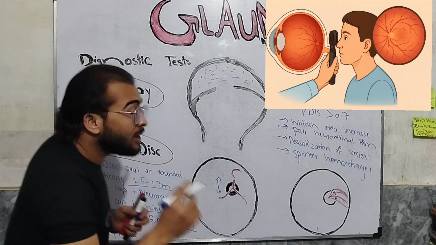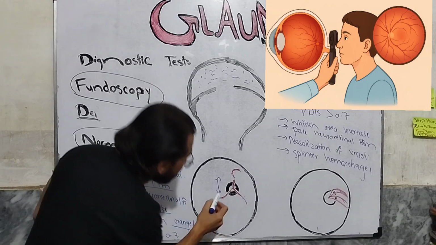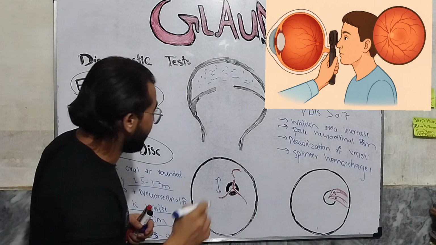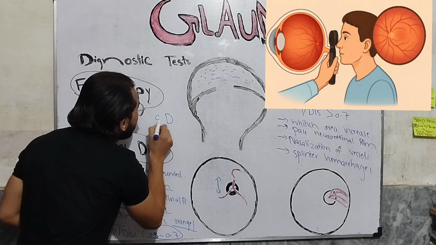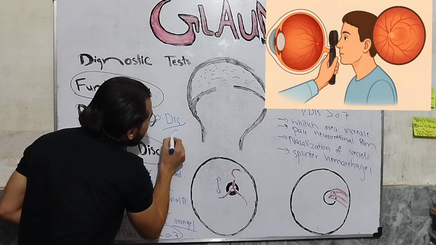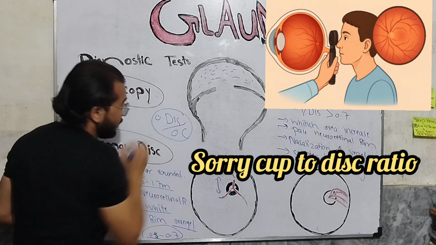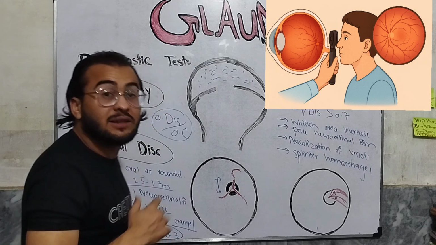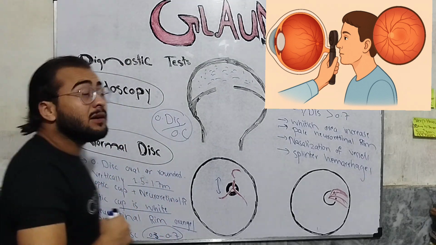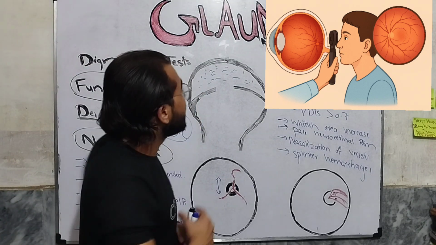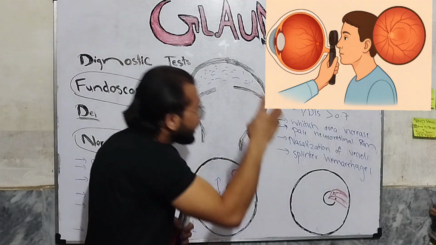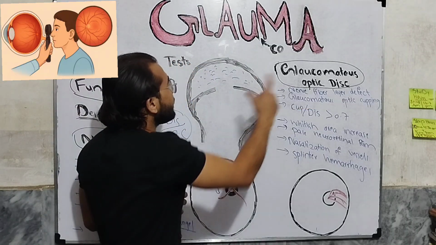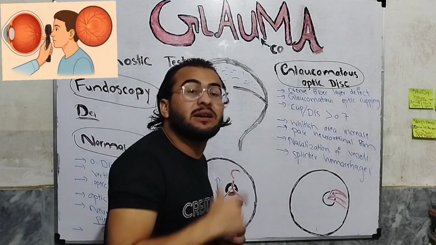Now we have the optic cup to disc ratio. Normally it is 0.3 to 0.7. So these are the normal features of the optic disc. Now, increased intraocular pressure can cause severe changes in this optic nerve head. These are called the glaucomatous optic disc.